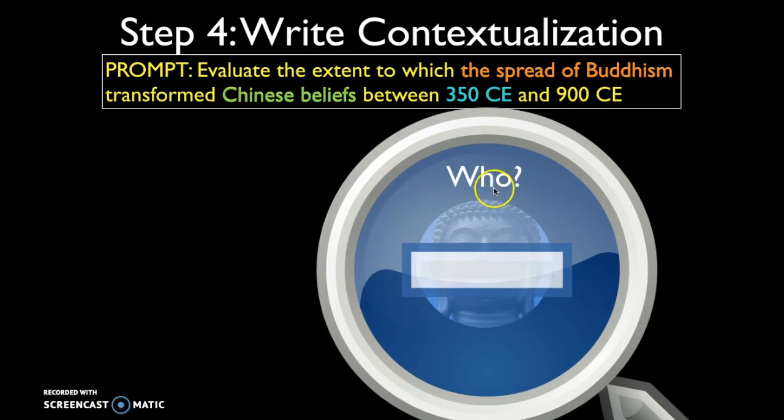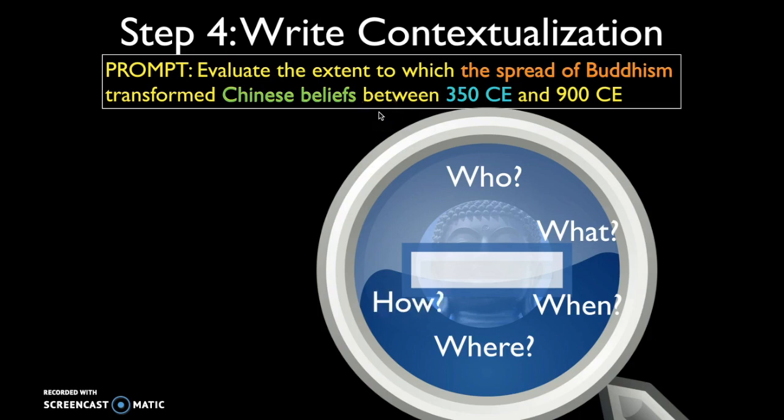First of all, who is responsible for the spread of Buddhism? Or, what were the existing Chinese beliefs? When did Buddhism spread to China? Where did it come from? Where was it spreading? How did it spread? Why ultimately does it spread? What's the reason why the Chinese may have been so willing to adopt this new religion? All of these are the critical questions that hopefully you can answer.